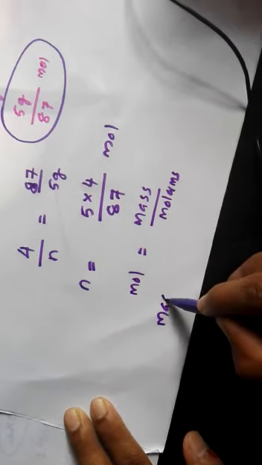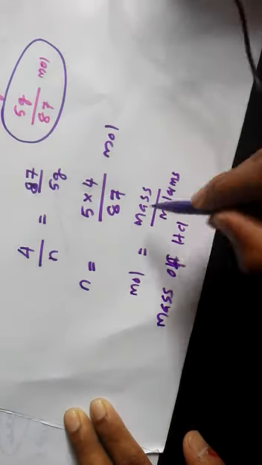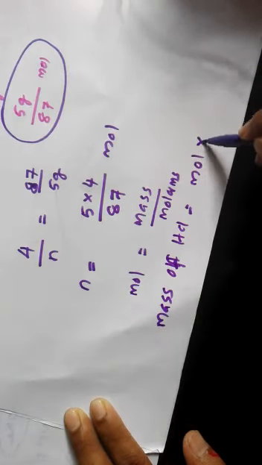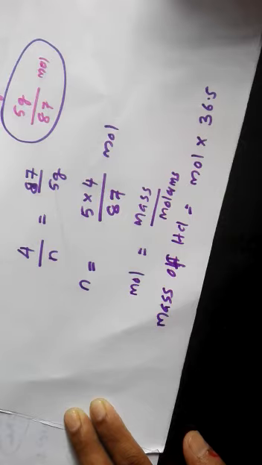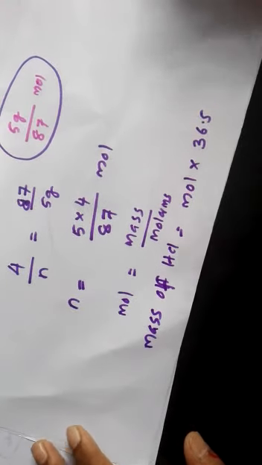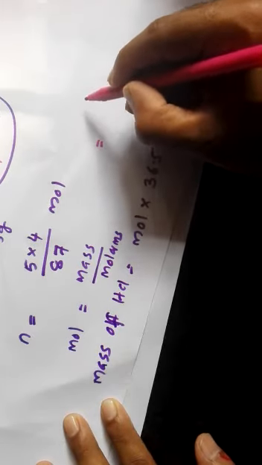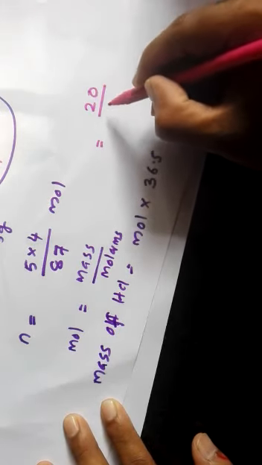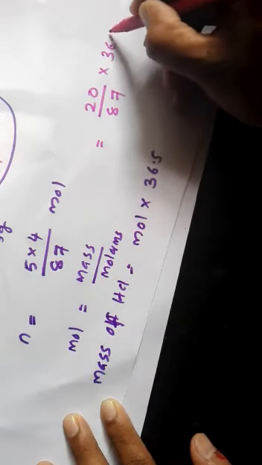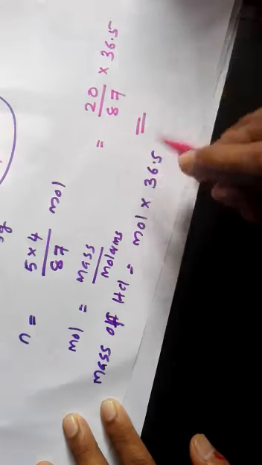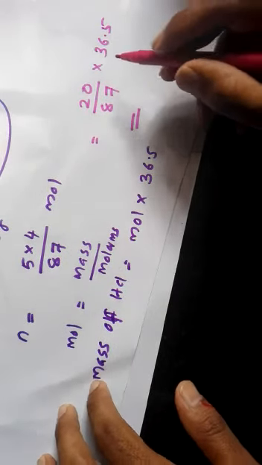Therefore, mass of HCl is equal to this mole into 36.5. Okay. Therefore, the final answer we will get like this: 20 divided by 87, that is mole, into 36.5. Okay, this should be the final answer. Please solve this, you will get the final answer.